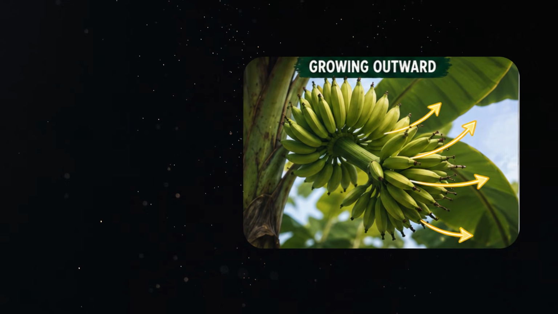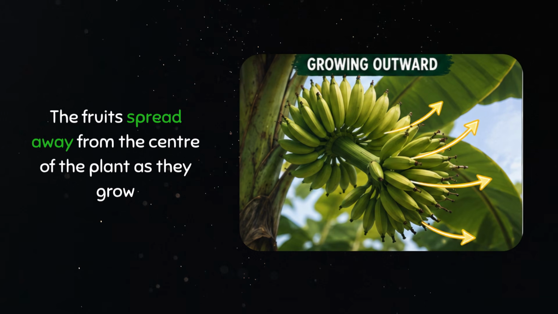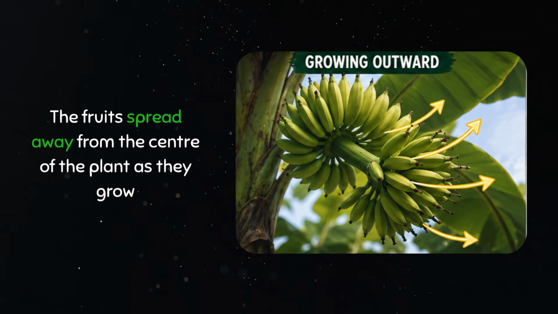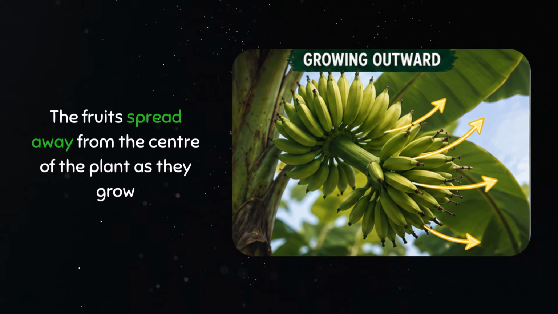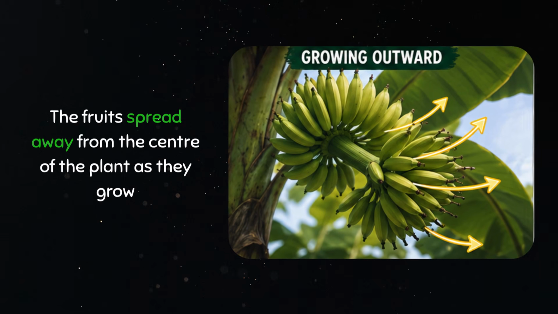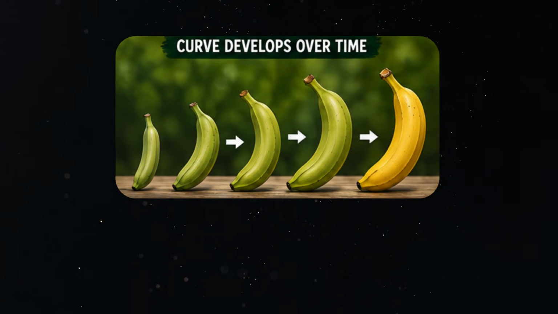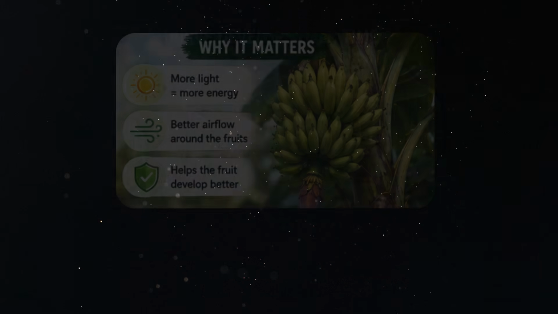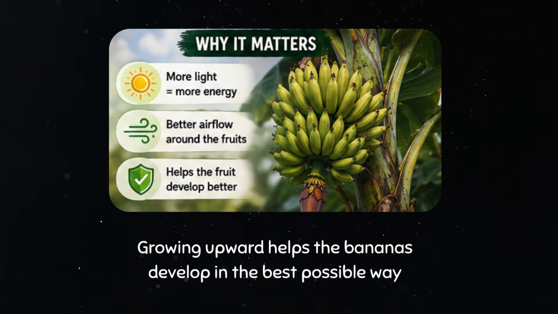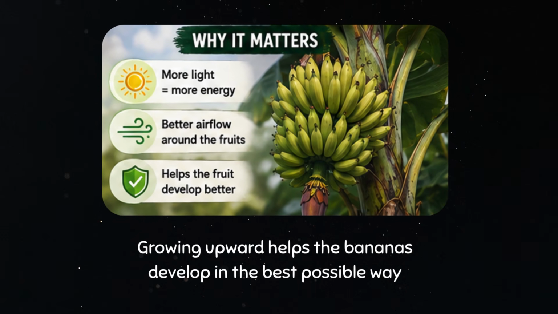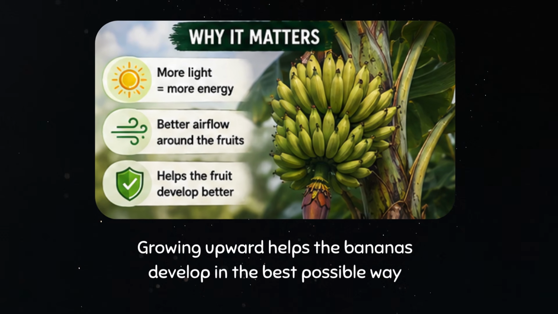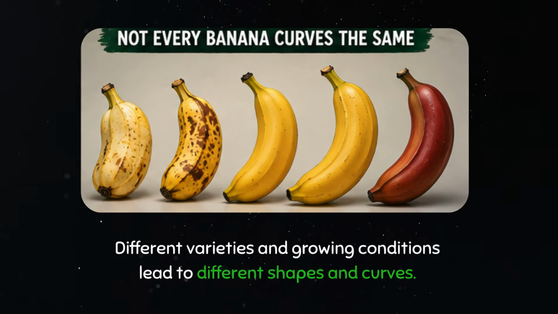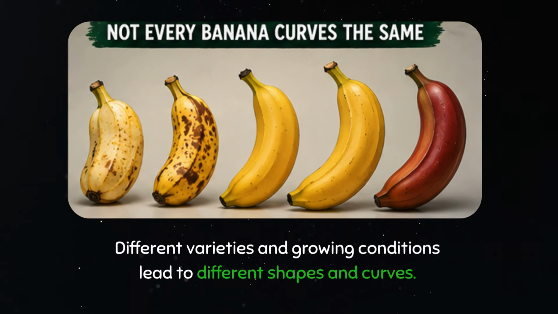This unusual growth pattern also helps the developing fruit spread away from the center of the plant. Instead of staying hidden underneath the leaves, the fruits gradually move outward and upward. And as they continue growing, their familiar curved shape becomes more obvious. So the banana's curve isn't just a strange feature. It's a result of the way the fruit develops in its natural environment. And here's something surprising. Not every banana is equally curved.